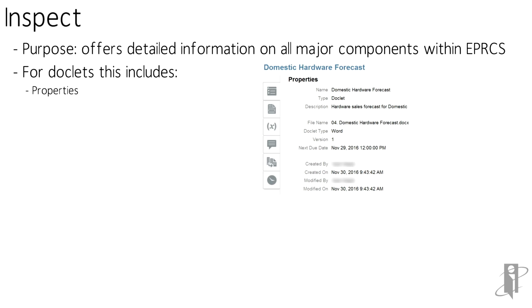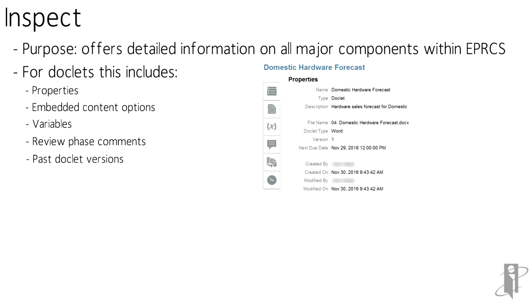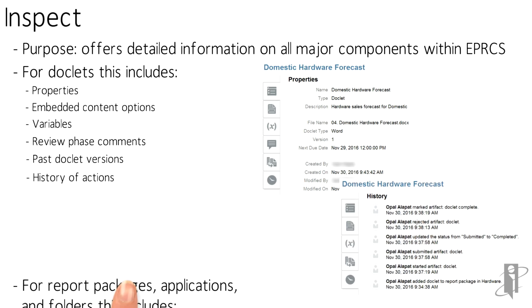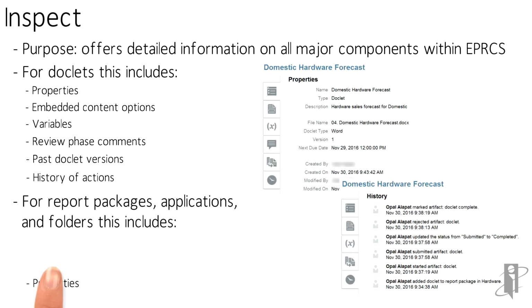There are also many other cool features in the Inspect menu. For instance, if you're looking at a doclet, you can see the embedded content options. You can also review the variables, any review phase comments if you happen to be in that phase. You can look at past doclet versions, and you can also look at a history of actions that have been taken against that doclet. For other types of components within EPRCS, you can look at the properties, the access/security, as well as a history of the actions taken against that object.